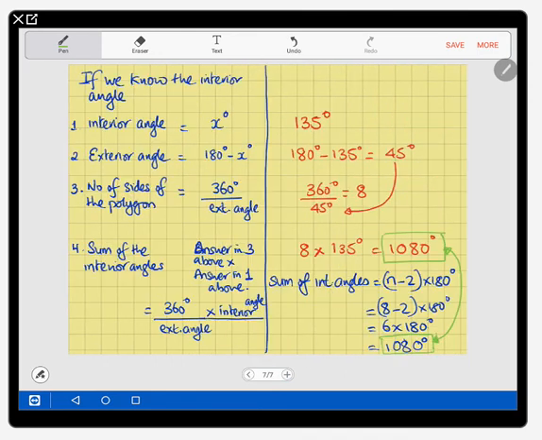And then for the sum of the interior angles, I take the answer in 3, which is 360 over exterior angle, multiplied by my interior angle in 1 above, and you get the answer. And if you want to double check, you can double check it here using the formula n minus 2 multiplied by 180, and you get the sum of your interior angles. Okay?